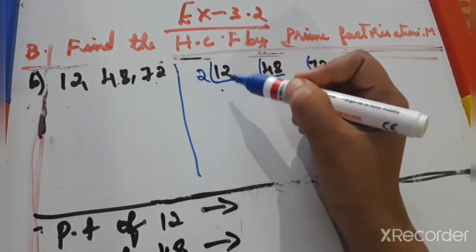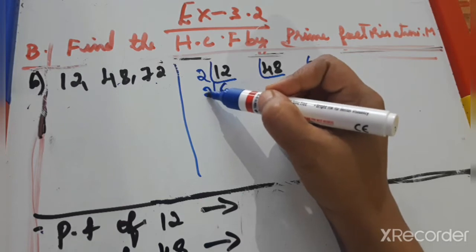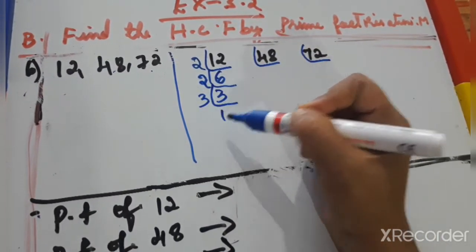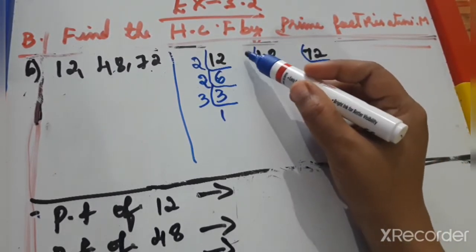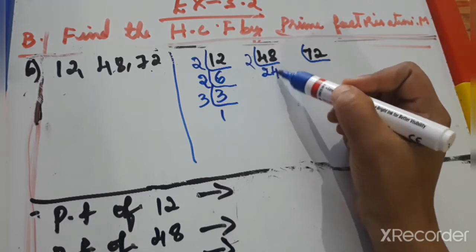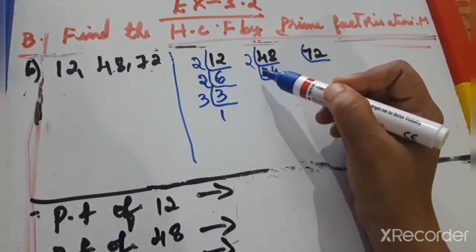So try with 2. 2 sixes are 12, and 6 will multiply: 2 ones are 2, 2 twos are 4, 2 threes are 6, and 3 will multiply: 3 ones are 3. And 48, 12 also we can try, but we want only prime numbers. So 2 twos are 4, 2 fours are 8. And again it multiplies with 12 ones are 12, but we want only prime numbers.